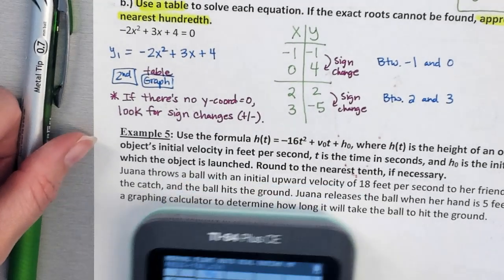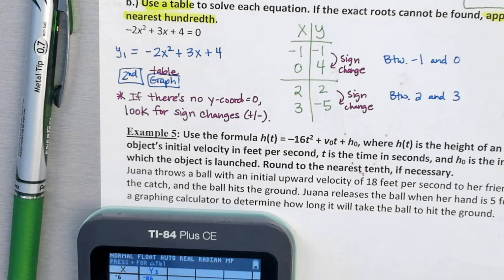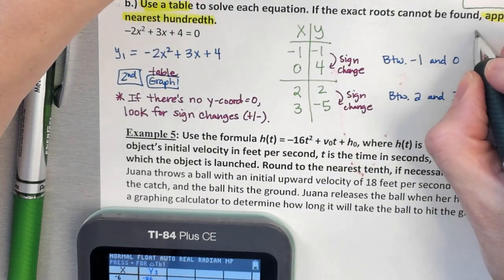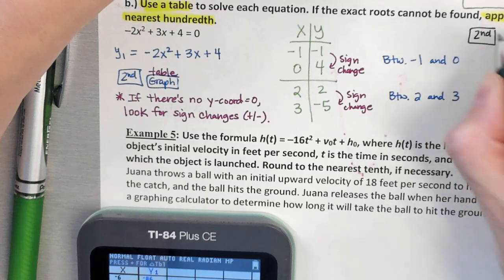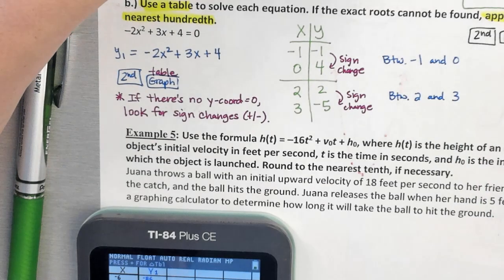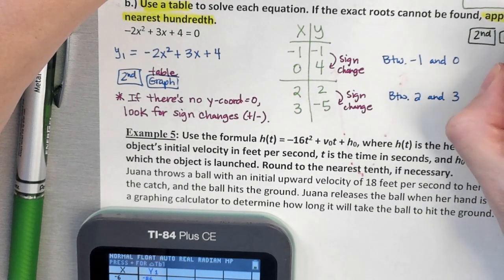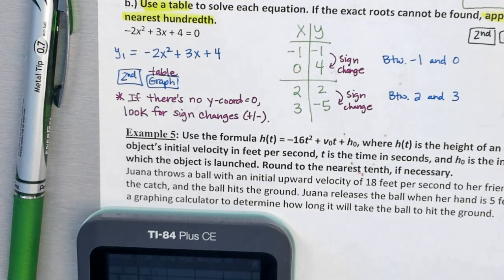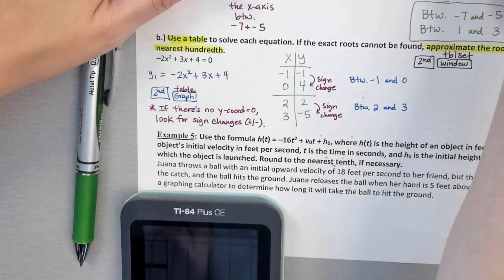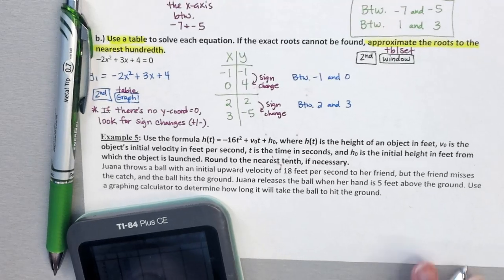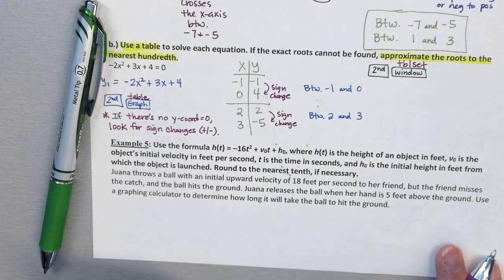Okay, because now we're going to have to use our table again. So for our table, we're going to go to second, and we're going to hit the window button. Okay, and we're going to go to that table set. So if you don't have your graphing calculator today, it is very important that you have these. Like I'm writing down the buttons so you know what to do when you're doing this on your own, okay?